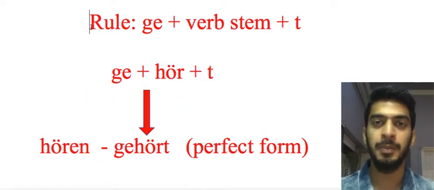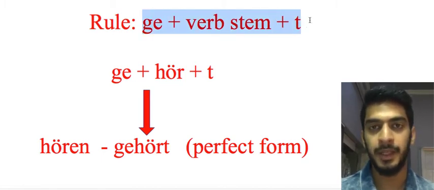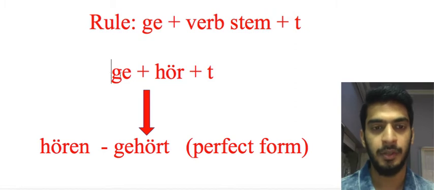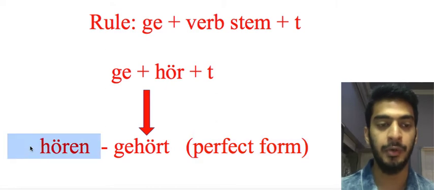Now let's build the perfect form for the verb hören. The same rule applies here. Ge, verb stem plus t. So write ge, then write the verb stem hör and then t. So it becomes gehört, which is the perfect form of the verb hören.